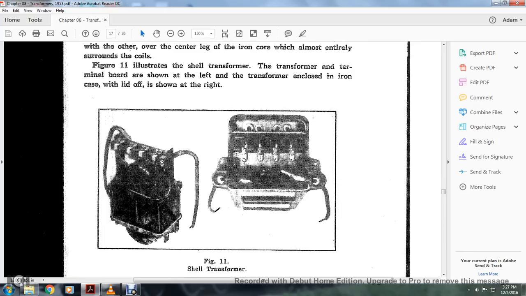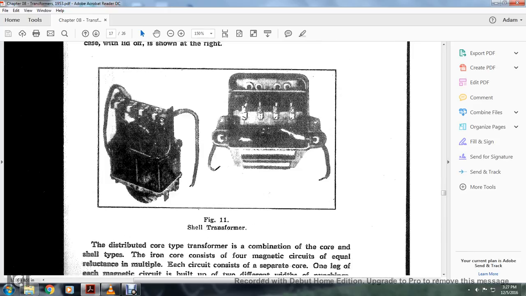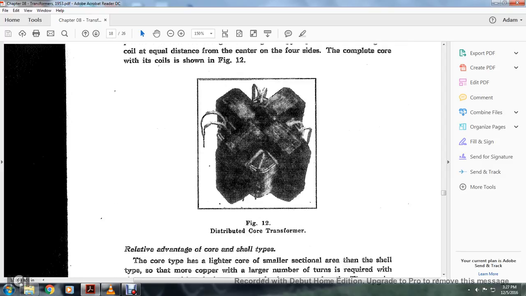So on the left, you have your shell transformer. The distributed core transformer is a combination of the core and shell types. The iron core consists of four magnetic circuits equal in reluctance to the multiple. Each circuit consists of a separate core. One leg of each magnetic circuit is built in two different widths, with the coil at equal distance from the center of the four sides. The complete core of the coils is shown in Figure 12. Figure 12 shows the distributed core transformer.